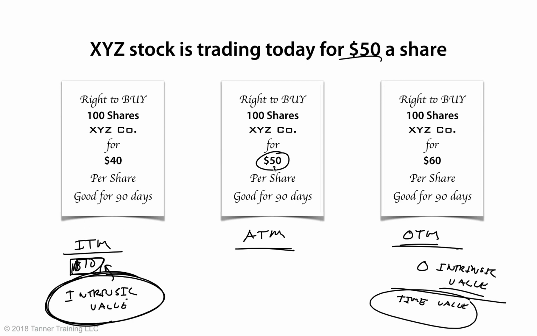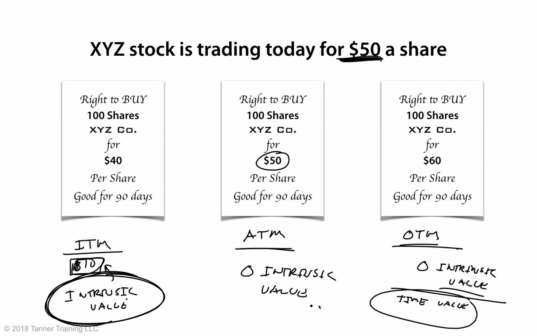But if it says, hey, look how neat I am. Look at the privileges I have. I can buy this at 50. Well, anyone can buy it at 50. That's what it's selling for today. So this also has what? Zero intrinsic value. Just doesn't have any intrinsic value right here.